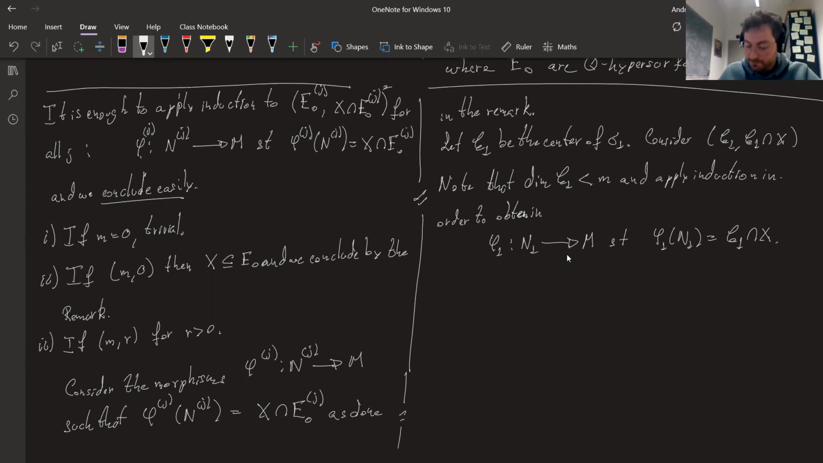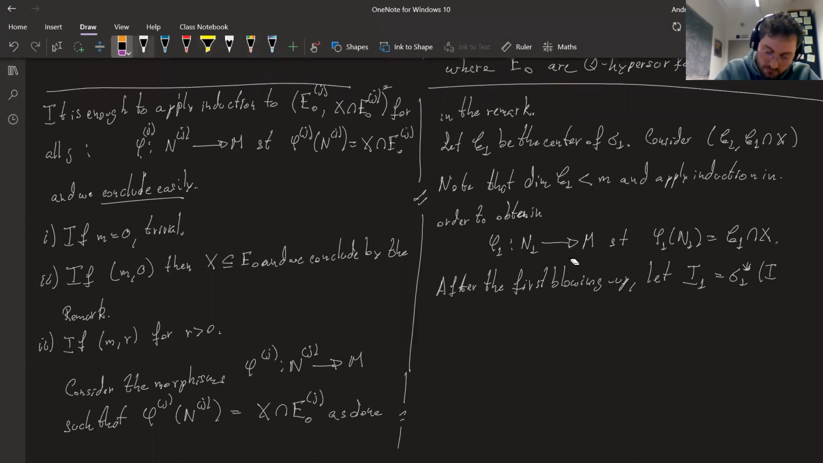So we make the first blowing up. After the first blowing up, let I1 be the pullback of I0. The first I0, it was nonzero there. And X1 be equal to the zero locus of I1. And now we're going to apply induction.